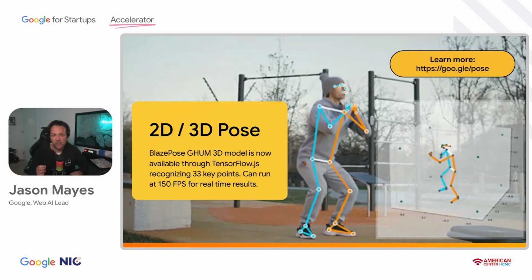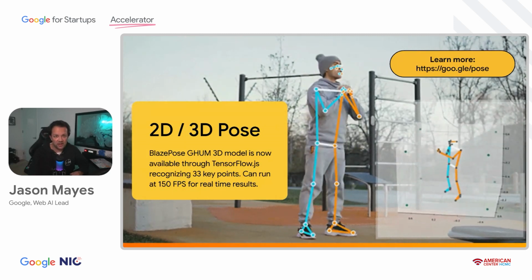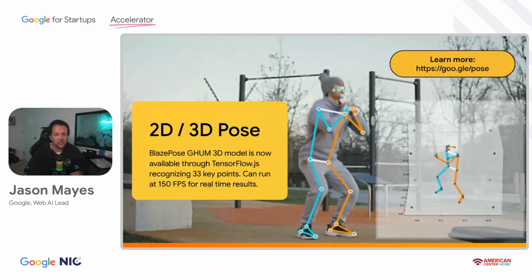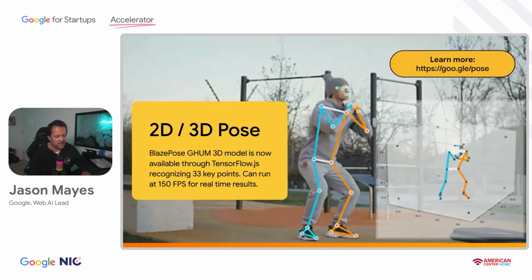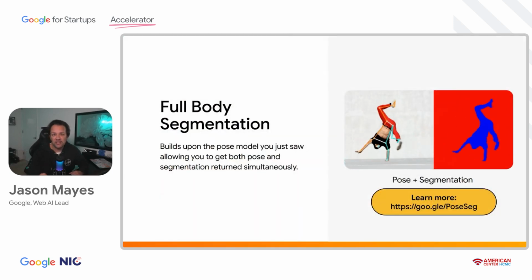Now, continuing on the human body theme, you can also detect 2D or estimated 3D pose for 33 key points at over 150 frames per second on a machine with a dedicated graphics card. This model has 3 forms, a light, full, and heavy version, which allows you to select a trade-off between accuracy or speed.